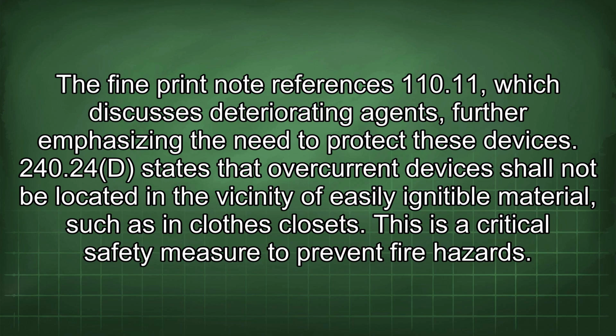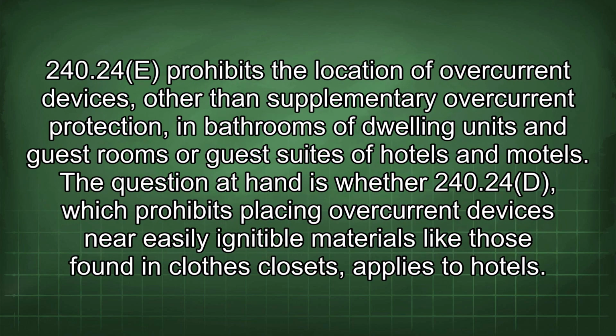240.24(D) states that overcurrent devices shall not be located in the vicinity of easily ignitable material, such as in clothes closets. This is a critical safety measure to prevent fire hazards. 240.24(E) prohibits the location of overcurrent devices, other than supplementary overcurrent protection, in bathrooms of dwelling units and guest rooms or guest suites of hotels and motels.